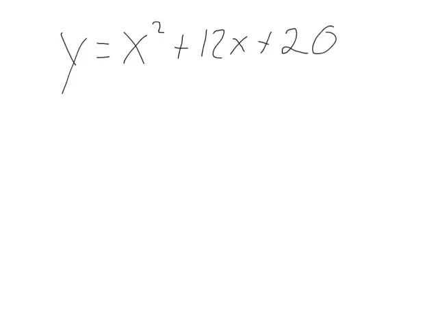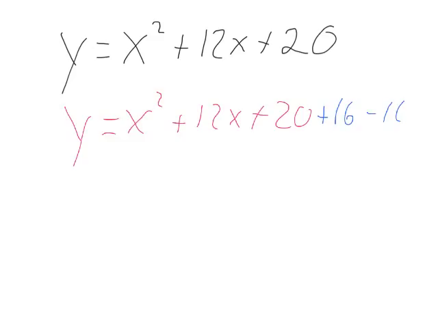So I'm going to go ahead and do that. I'll have y equals x squared plus 12x plus 20. And now I can't change the value of this, so I want to add 16, but I will also subtract 16. That way I've actually only added 0.